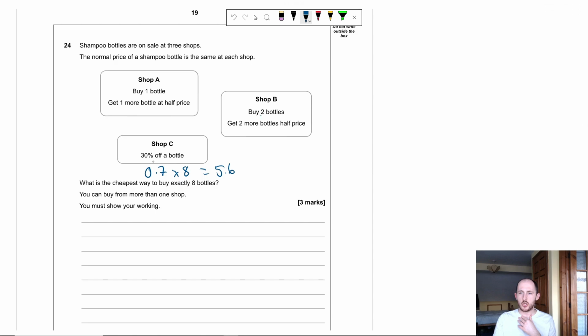However, if I do 2 bottles and 2 more half price, right? Then every 2 bottles I get 2 for free. So I get 2 and then I get 2 for free. Then I get 2 and then 2 for free. So in total I've only paid for 4 bottles. So for here, we've paid for 5.6 bottles. Here we've paid for 4 bottles. And it would actually be the same thing here, right? Because you buy one, get one free, buy one, get one free, buy one, get one free. So the cheapest way in this case is just to buy all of them from shop B.